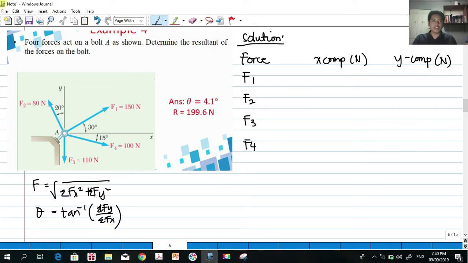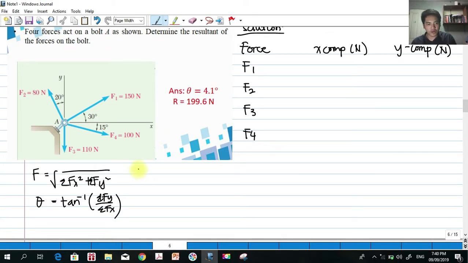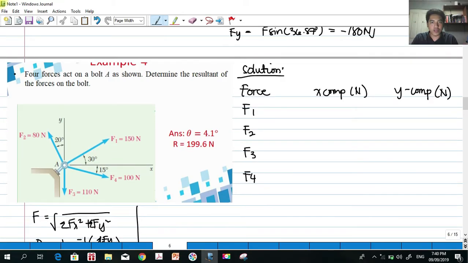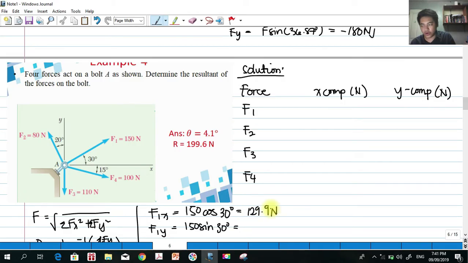So first, let's resolve all of these forces into their x and y components. For F1 of x, we have this F1, 150 newtons, that is equivalent to 150 cosine of theta with respect to the positive x-axis. That is 30 degrees, right? We can get the y component of the first force, 150 sine 30 degrees. So the result is positive 129.9 newtons, and this is 75 newtons.